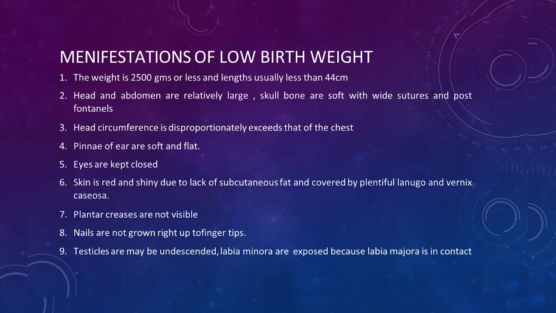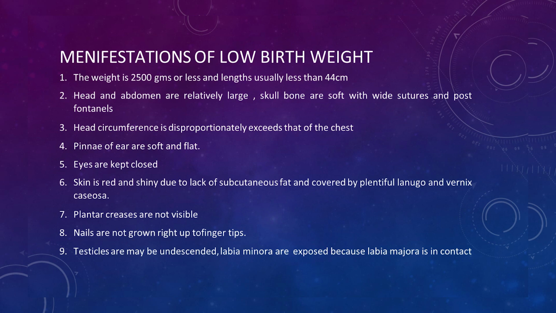How to identify the low birth weight baby? What are the manifestations? The weight is 2500 gram or less and length is usually less than 44 centimeter. The baby having weight less than 2500 gram and the length of 44 centimeter is called a low birth weight baby. Then head and abdomen are relatively large. In those babies, the limbs are thinner and the head and abdomen are large. The skull bones are soft with wide sutures and wide fontanelles. The skull bones are soft, they are widened. So, the sutures are widened and the fontanelles are widened.